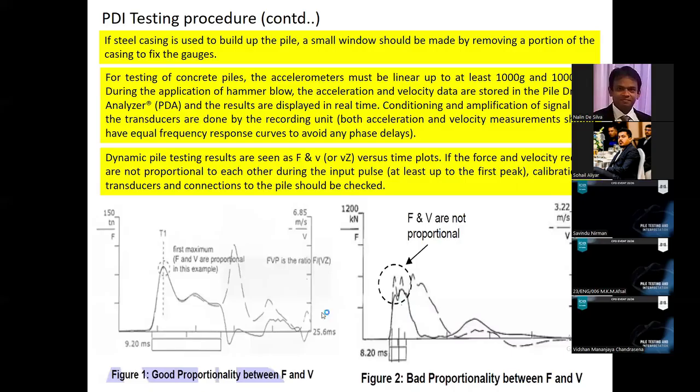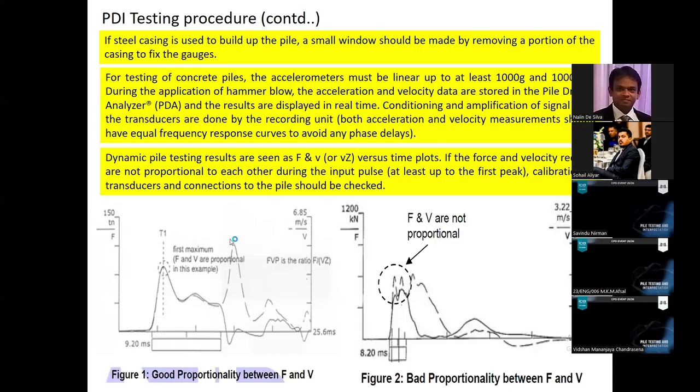Now this one, the right hand side figure, is indicating poor quality test data because F and V are not proportional. The force record and the velocity record are not proportional. At least up to the first peak, they must show proportionality, right? It is ideal if you can get identical response, but sometimes you might not, but the responses must be proportional to each other. But here they are not proportional, that is indicating poor quality data.